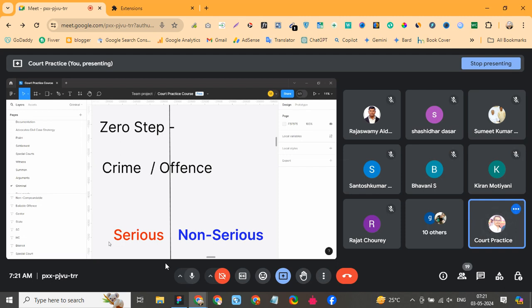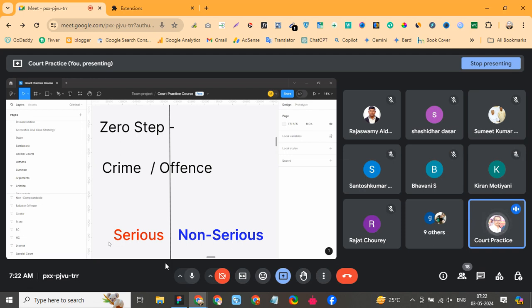non-serious in nature. Means there is no death penalty or life imprisonment or heavy fine or rigorous imprisonment, or different kinds of offenses in which the court has the power, or the offense is serious in nature. If that kind of offense or crime happens, the court can punish with more than 3 years of imprisonment or some kind of fine.